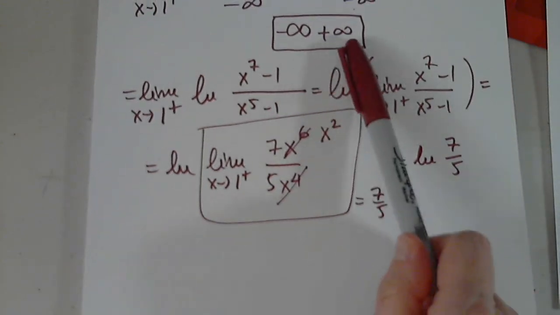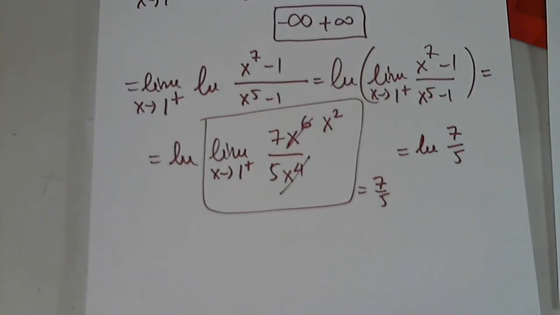So you didn't expect an infinity minus infinity to be this. That's why we call them indeterminate. They can take any form.